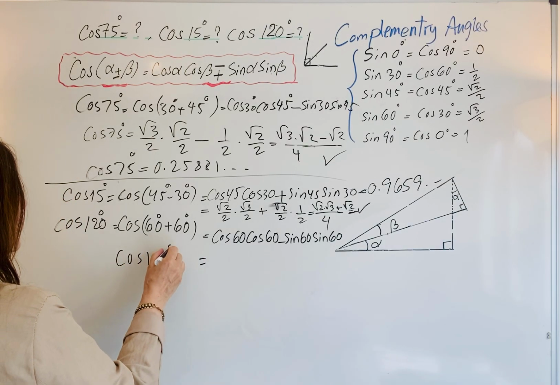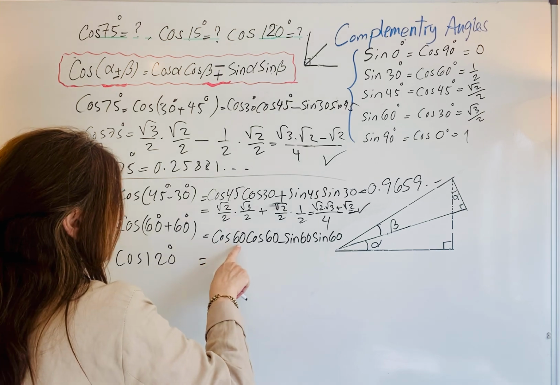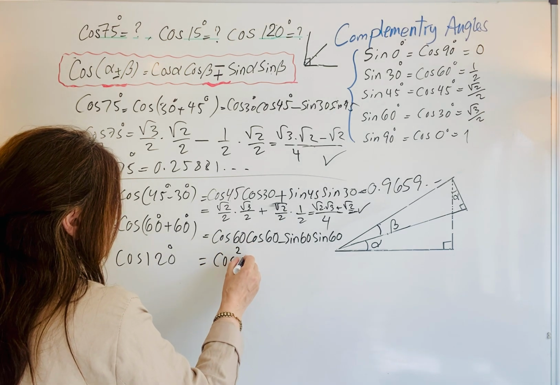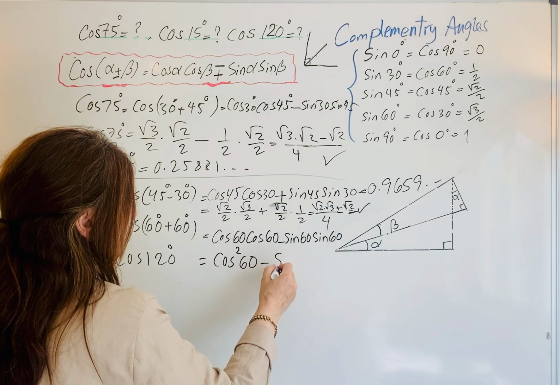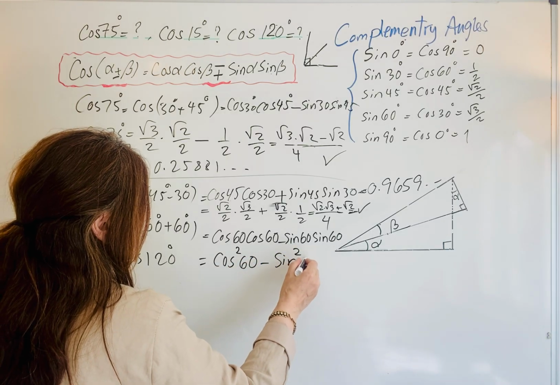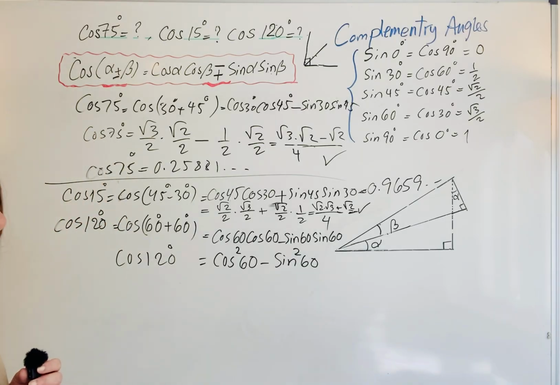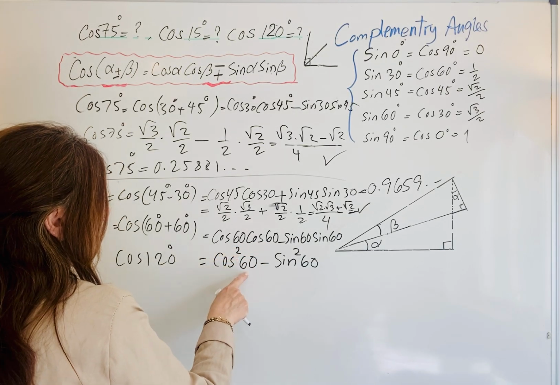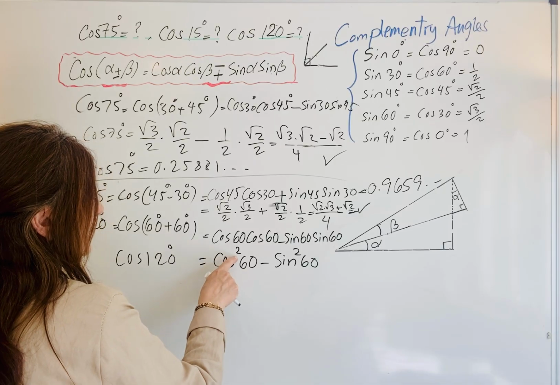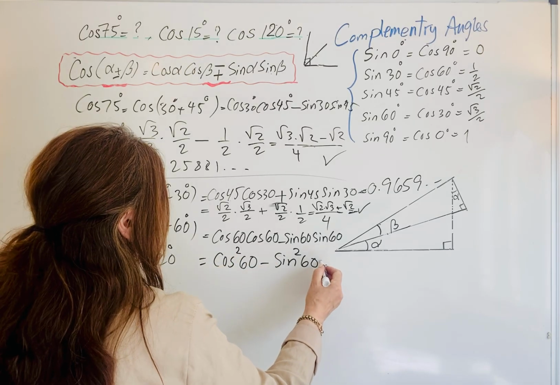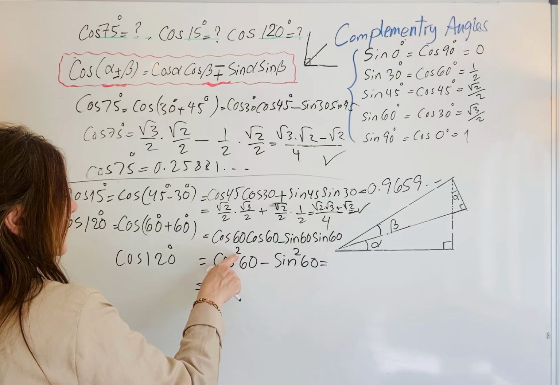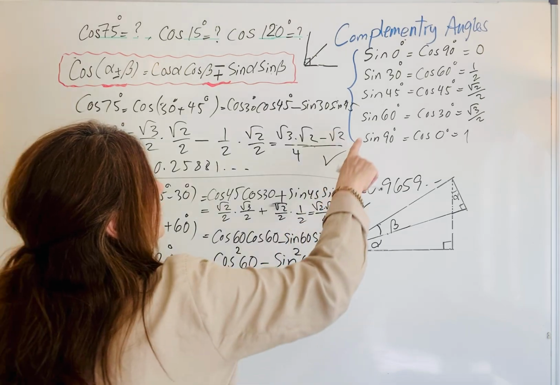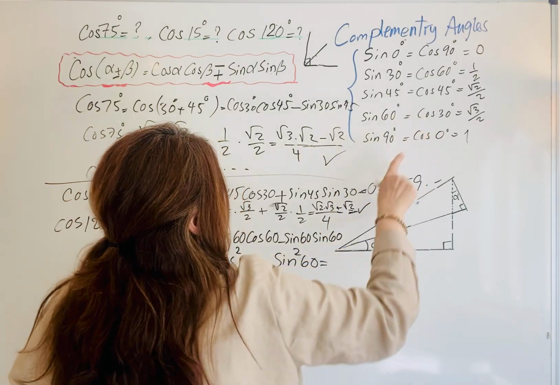Cosine of 120 degrees is cosine 60 times cosine 60. Can we write cosine squared of 60 minus sine squared of 60? Can we do that? Because it's cosine 60, cosine 60, so cosine squared comes here. Okay. How much is it going to be? Cosine squared, what is cosine of 60?